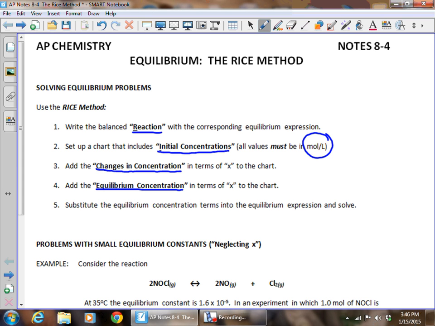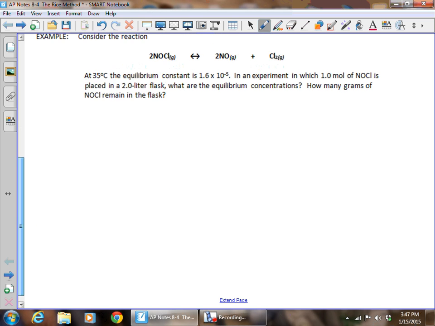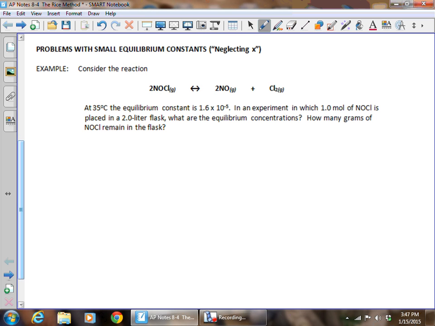It's very important to remember that all of our numerical values that we're working with in equilibrium problems must be in molarity for this method to work. So let's look at this first example. I could read through the explanation, but until we actually do a problem, it's not going to make as much sense. So in this first section, let's talk about problems in which we can do something called neglect x.